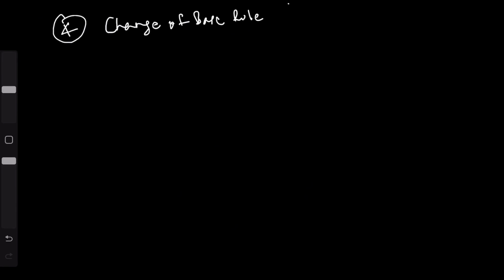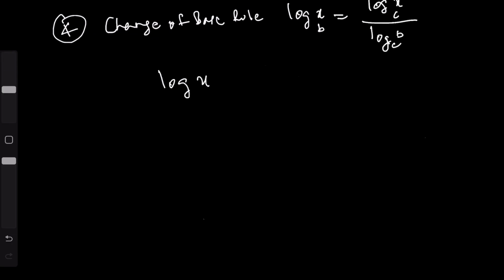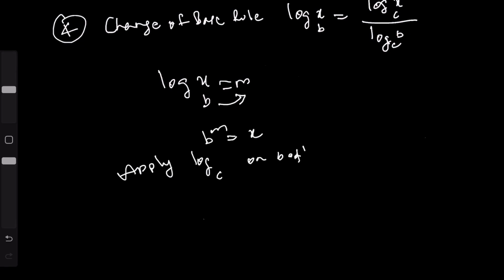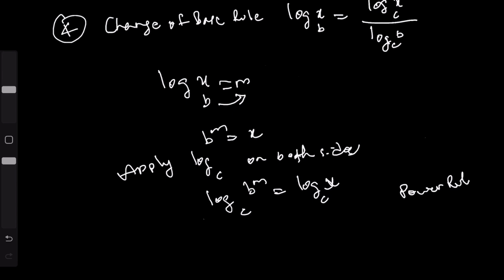Change of base rule. Log x to the base b can be written as log x to the base c by log b to the base c. Here again, let's assume log x to the base b as m. Then b power m equals x, right? So apply log to the base c on both sides. We get log b power m to the base c equals log x to the base c. We just learned the power rule. So according to the power rule, log b power m to the base c will be m into log b to the base c equals log x to the base c.